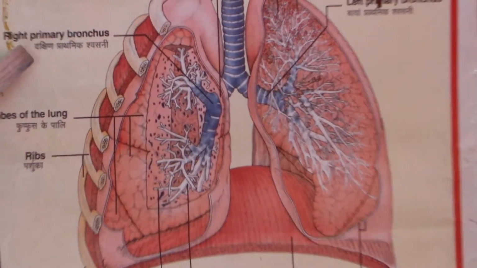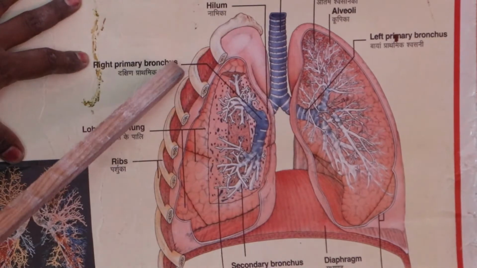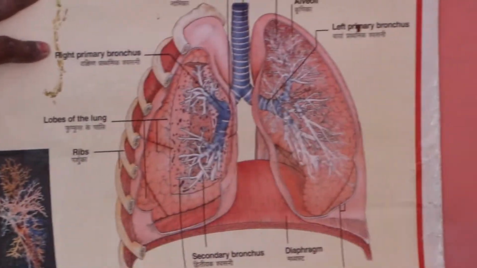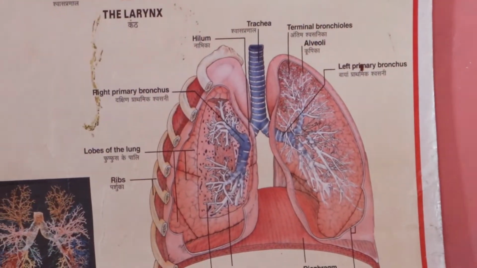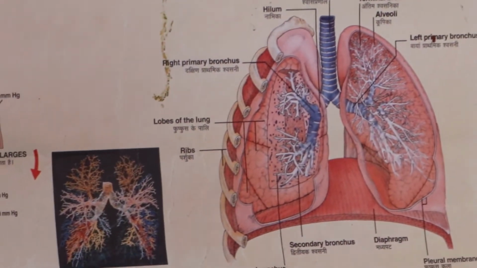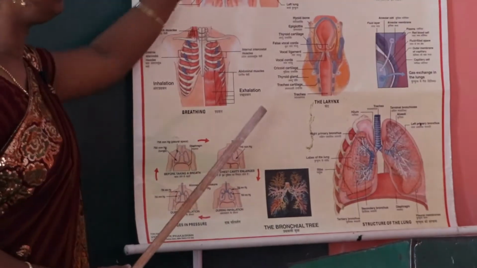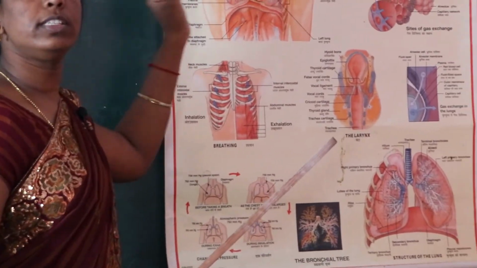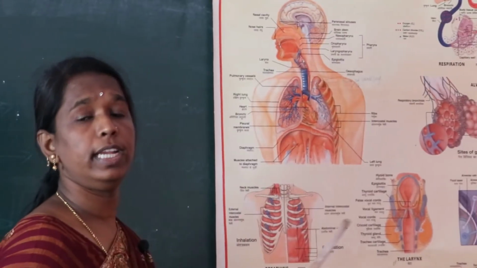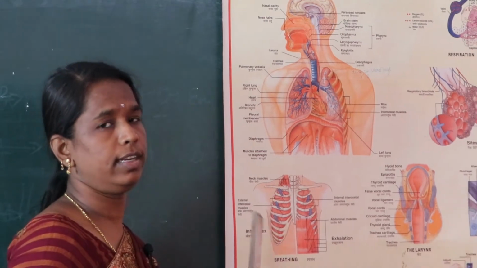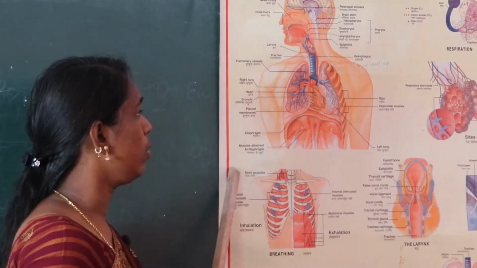This is the structure of the lungs, the right pulmonary bronchus and the left pulmonary bronchus. And one important thing is the hemoglobin present in the blood, which helps to transport the oxygen throughout the body. That oxygen-rich content is called hemoglobin.